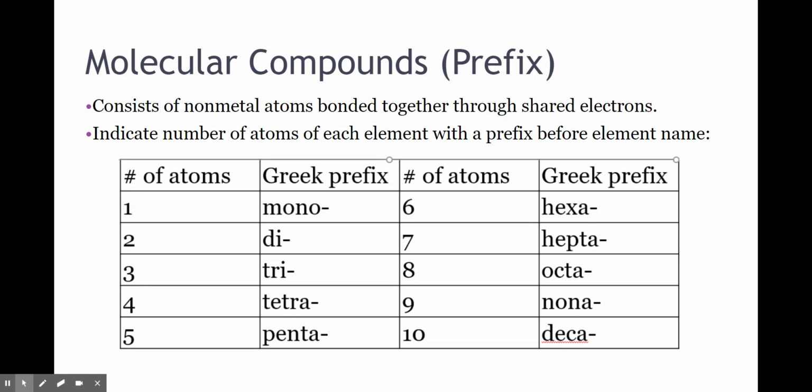These are also called covalently bonded compounds. They consist of non-metal atoms bonded together through shared electrons. So there's not a metal and a non-metal, it's just non-metals. To name them, we indicate the number of atoms of each element with a prefix before the element name. So I'm going to give you a second to write those down.